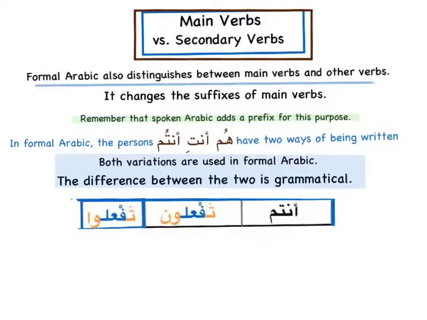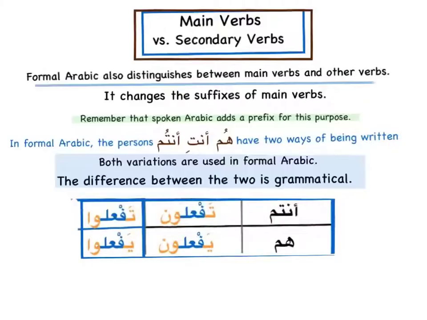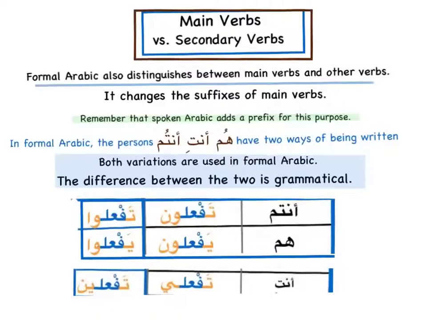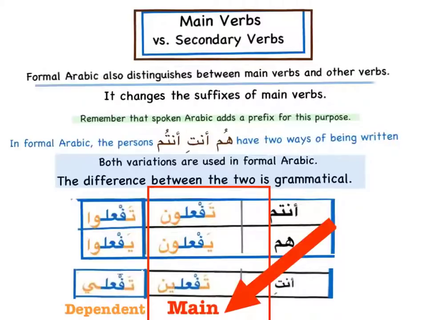So we have أنتم, plural you, with تفعلون and تفعلوا. Both: أنتم تفعلون, you do. هم يفعلون, يفعلوا, they do. أنتِ, feminine you, تفعلي, تفعلين. Okay, now if you take a look at أنتم تفعلون, هم يفعلون, أنتِ تفعلين, you'll notice that they're all main verbs with noon at the end.